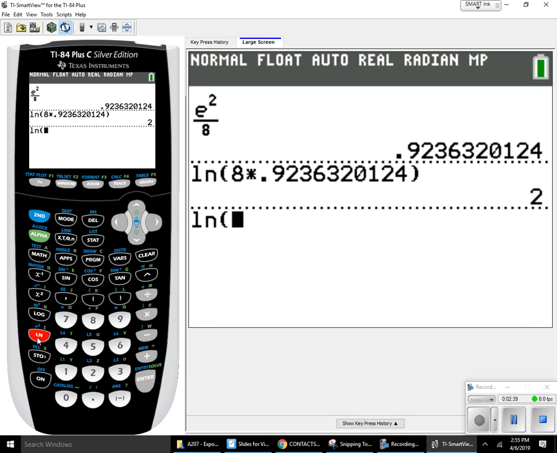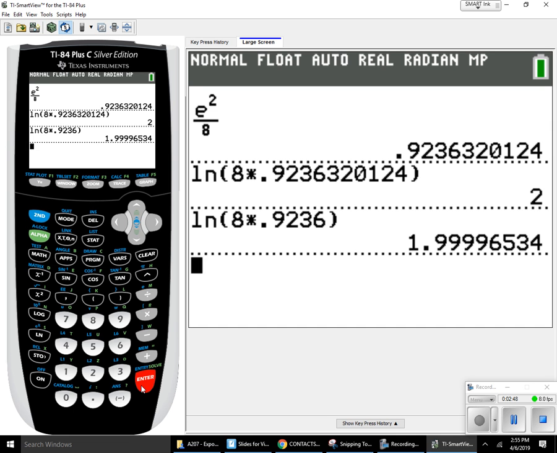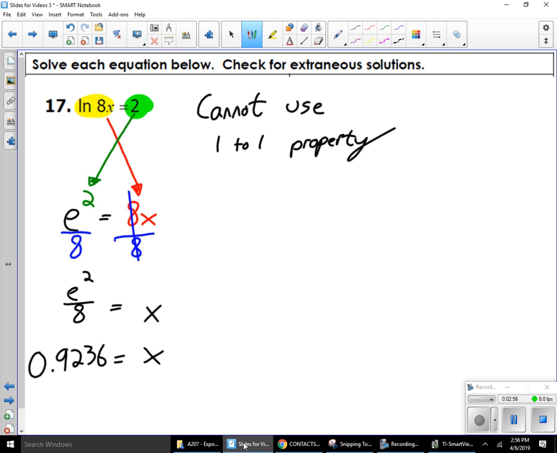Again, when you go to substitute, if you're using the rounded value, 0.9236, you'll get a number that's a little off, but 1.9999 is pretty darn close to 2. So we do have what we want here. That solution does work.